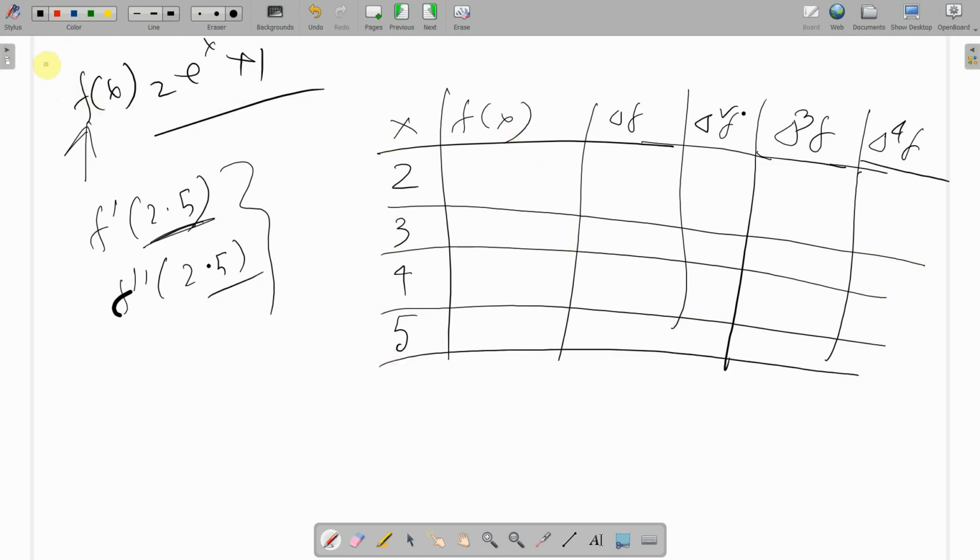So this is your question, that find these two, f dash at 2.5, f double dash at 2.5, if the function is given f(x) equals e to the power x plus 1. Now put that value and tell me what will be the value here. Yes. So first one will be e square plus 1. E square plus 1, what is the value you are getting?